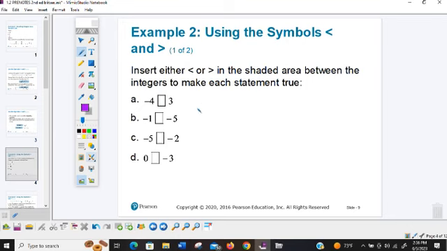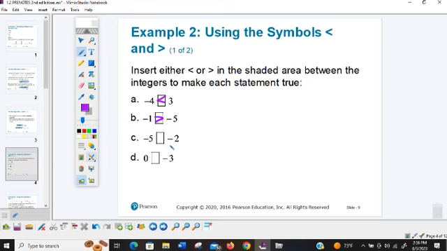Negative 4 and 3. So picture that on a number line, and I'm going to show you that on the next slide. Negative 4 is less than 3. Points to the smaller one. The next one, negative 1 and negative 5. Now, if you think of a number line, negative 5 is actually further to the left. So negative 1 is greater than negative 5.